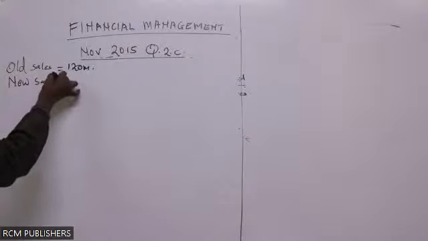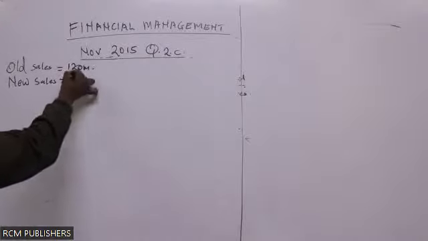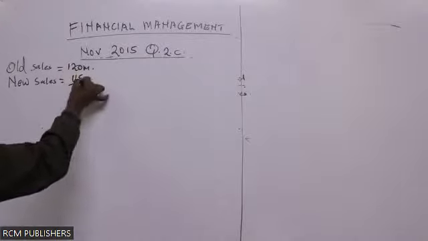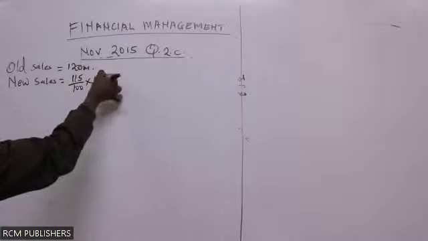So lazima sasa kwanza nipate new sale hapo. 138 million from Vida. Thank you. Because I'm told that at the new policy, the sales are going to increase by 15%. So there are 2 ways you can get this. 115 over 100 of 120.